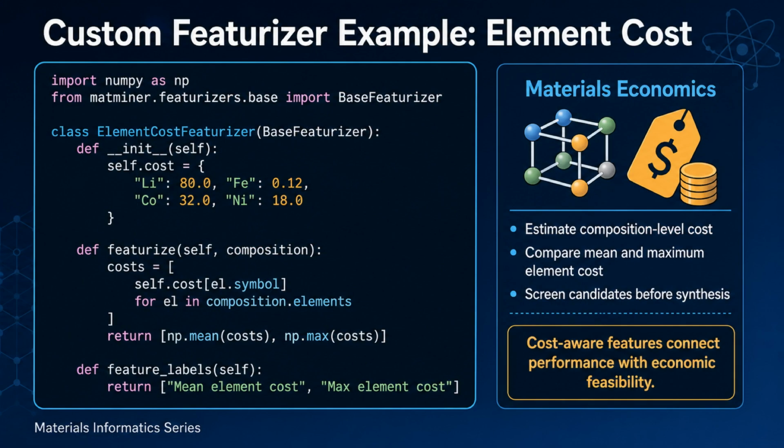Here's an element cost featurizer example. Define a dictionary mapping elements to their market prices per kilogram. In the featurize method, extract element fractions and calculate weighted mean cost, maximum cost element, and cost range. This helps in materials selection considering economics. Return the values as a list matching your feature labels.